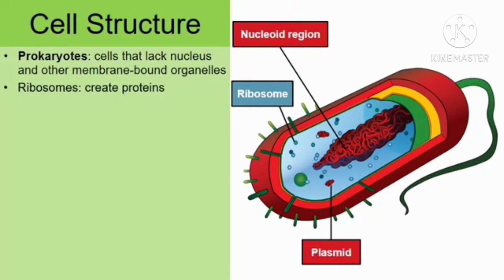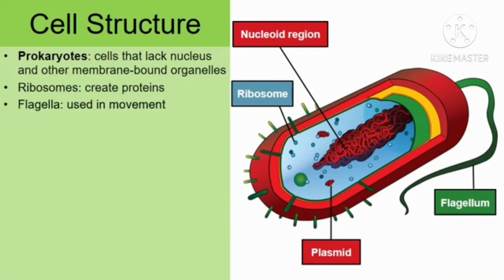Another organelle they have are ribosomes. Ribosomes, you might know, are organelles that help to create proteins. In our diagram here, notice they have a long whip-like tail called a flagellum. The plural version would be flagella. Sometimes a bacterium will have a single flagellum, sometimes multiple flagella. When they whip their flagellum back and forth, it propels them through their watery environment. It's how they move around.